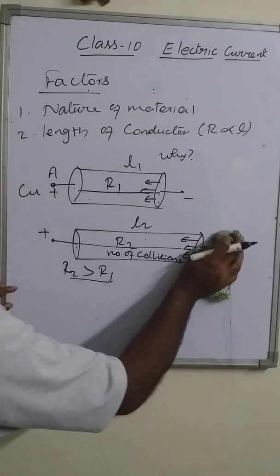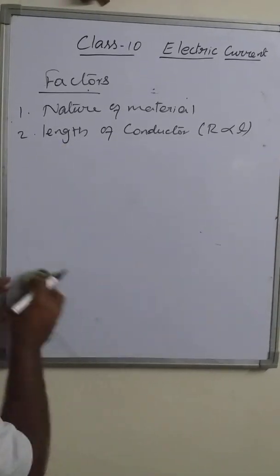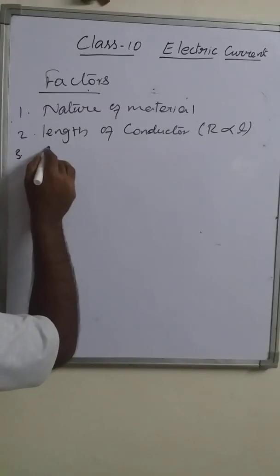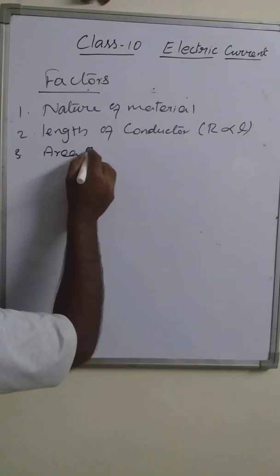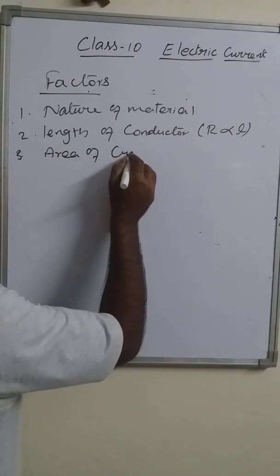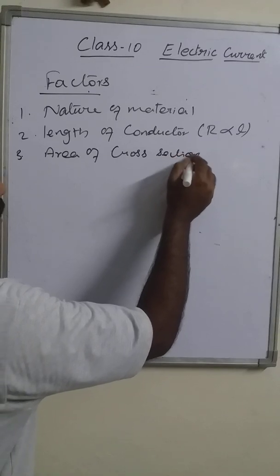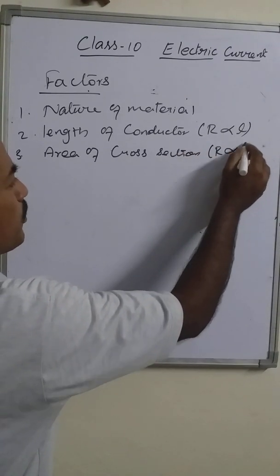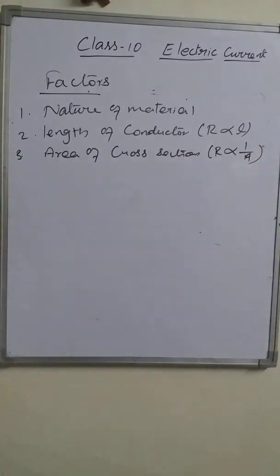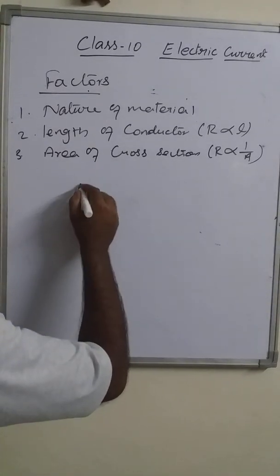Now coming to the third factor, that is the area of cross section. Area of cross section means the thickness of the conductor, right? Resistance is inversely proportional to the area of cross section. Means if the diameter of the wire increases, then the resistance decreases. We will discuss how it is related.